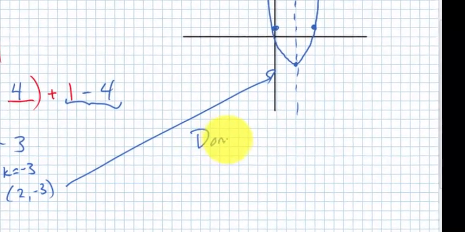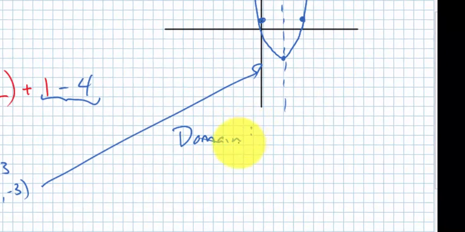Well, domain is the set of all possible inputs for any function, and the range is the set of all possible y values, the set of all possible outputs. So how do I do this? Well, if we have a graph, it's actually remarkably easy.